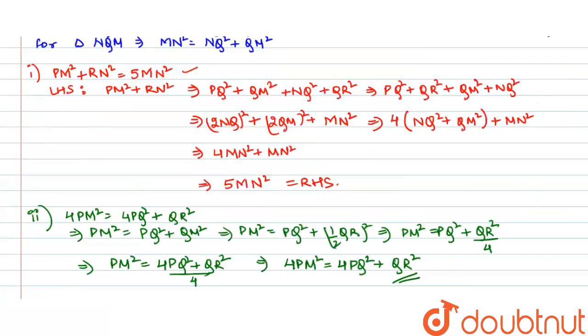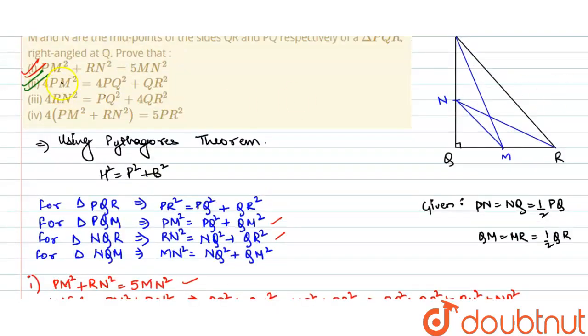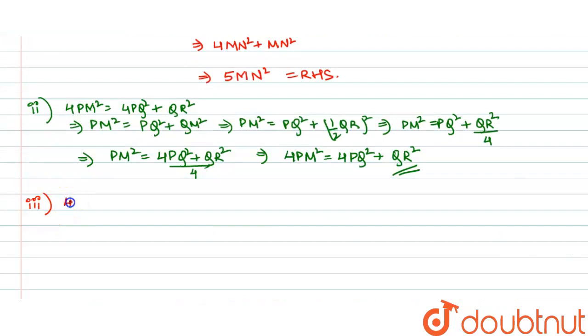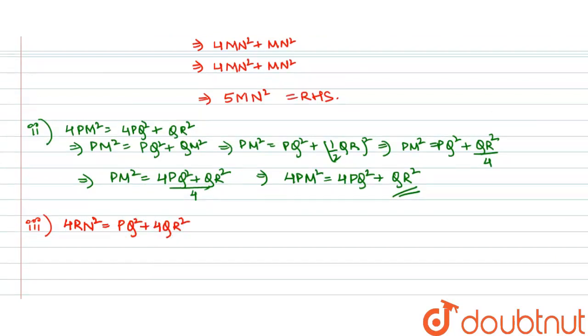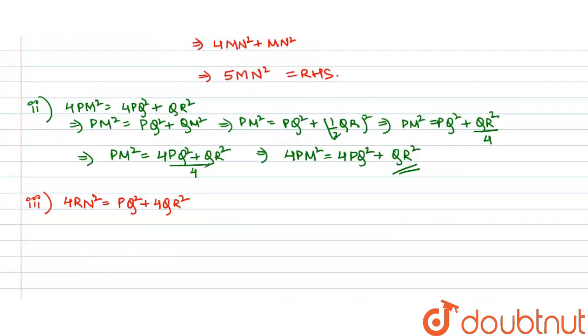Now take a look at the third equation. The third equation says that 4RN square is equal to PQ square plus 4QR square. So 4RN square is equal to PQ square plus 4QR square. This is the equation.